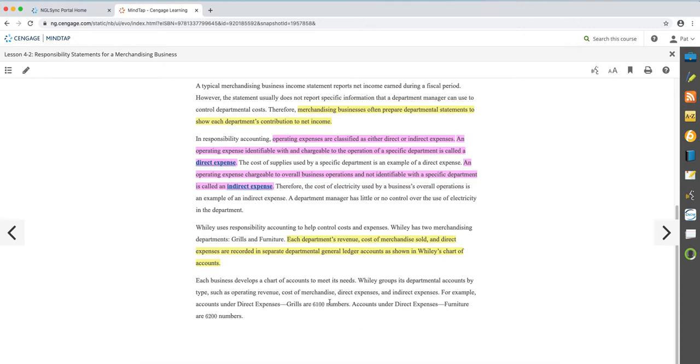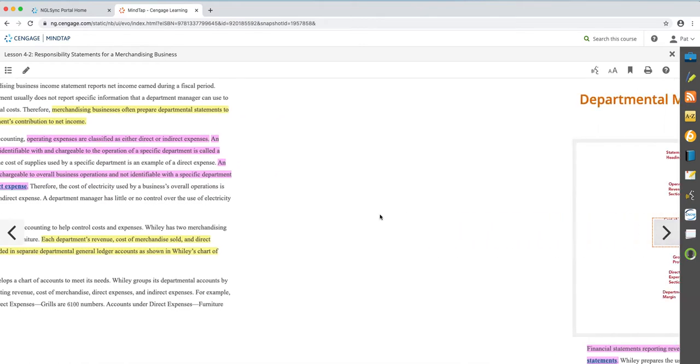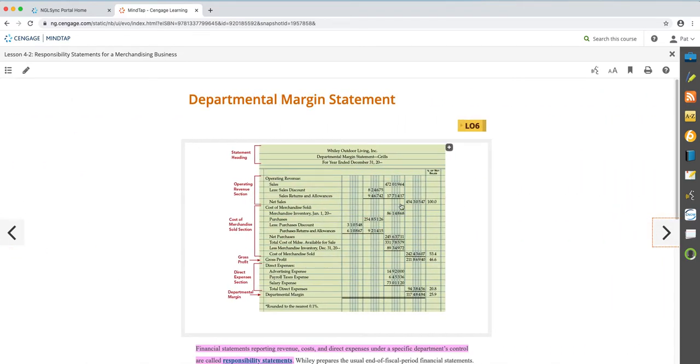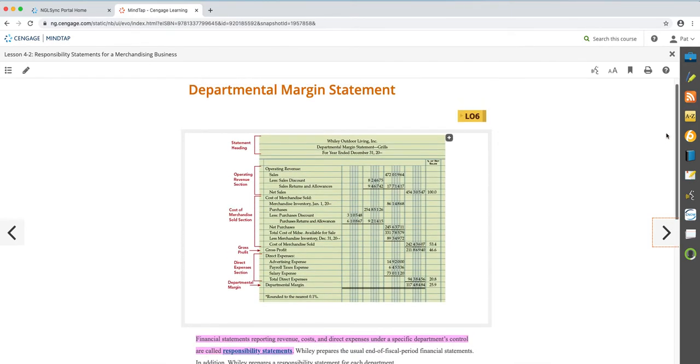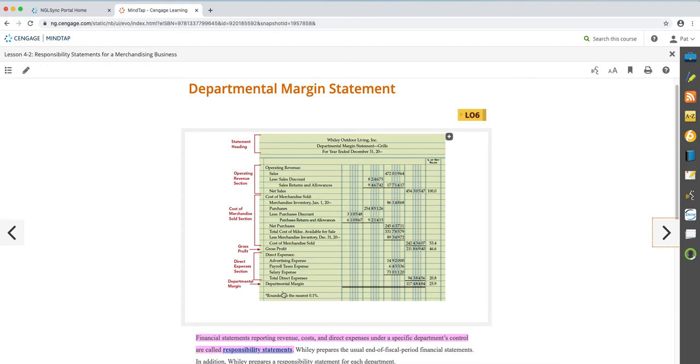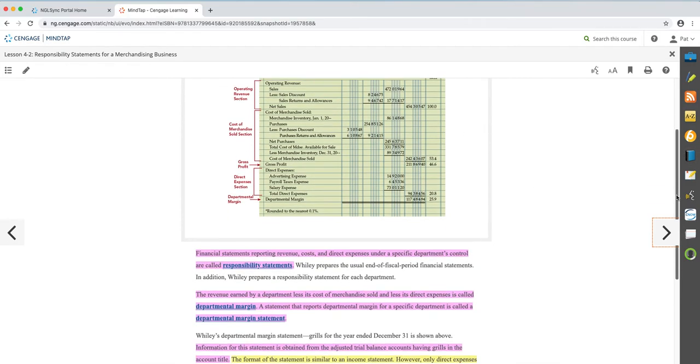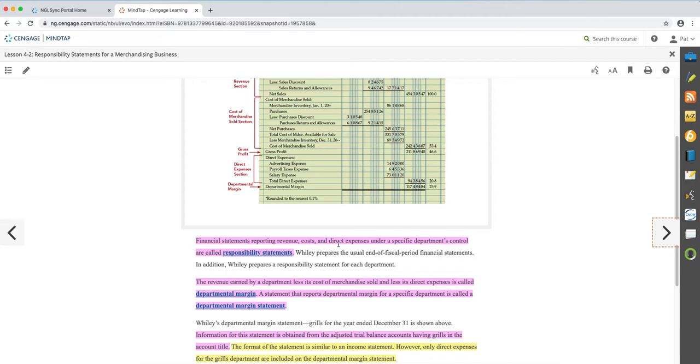It wasn't really relevant terribly to our learning, but we just want you to know that we're going to be doing a departmental margin statement for grills. We're going to be doing one for furniture. That's kind of the idea. So this should kind of look familiar. We're calling it a department margin statement, but it looks an awful lot like an income statement. Financial statements reporting revenue, costs, and direct expenses.